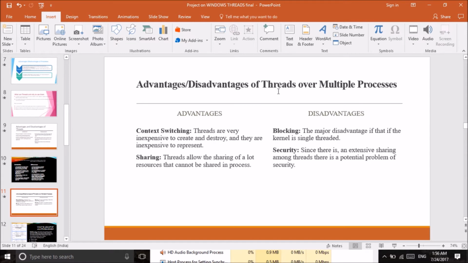Next up, we have advantages and disadvantages of threads over multiple processes. Advantages: threads are very inexpensive to create and destroy. They are inexpensive to represent. And coming to sharing, threads allow sharing of a lot of resources that cannot be shared in a process. Coming to disadvantages, the major disadvantage is that the kernel is single threaded, and security breaches. Since there is an extensive sharing among threads, there is potential problem of security.